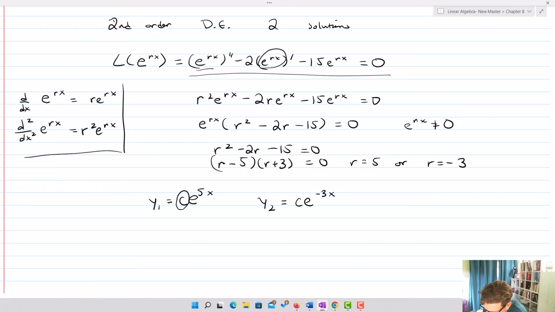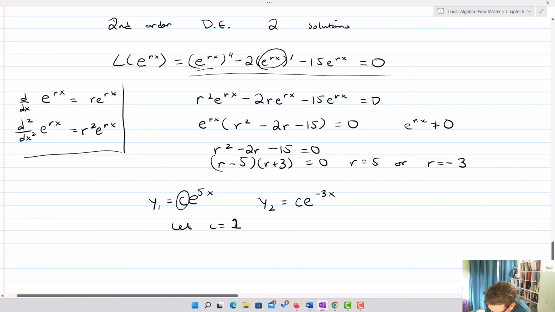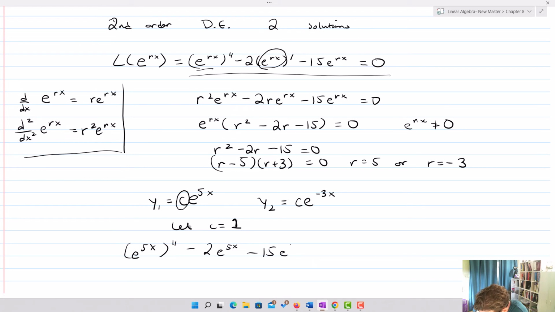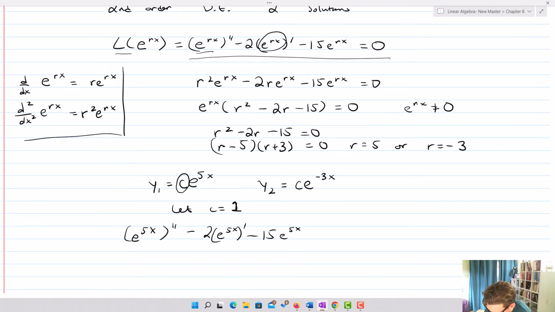So I'm just going to let c equal 1. So if I do that, then I've got e to the 5x double prime minus 2 e to the 5x prime, by the way, pardon me, minus 15 e to the 5x. And I want to see, does that equal 0, right? Because that's going to actually solve this equation.